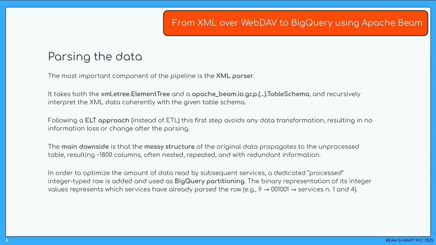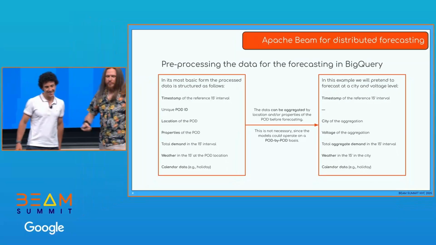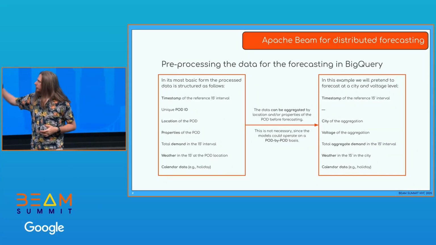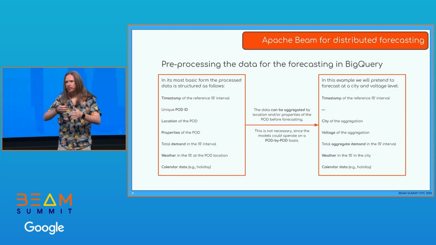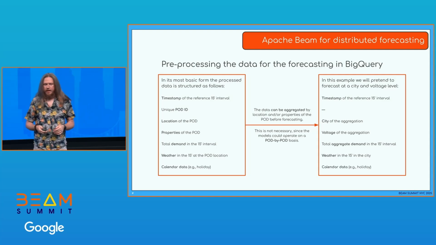The problem of this pipeline is just the problem of an ELT approach: the main downside is a messy structure of the original data that propagates to the unprocessed table. But this was a design choice, and we are still fine with it, and we don't regret it. So for the next process, from this point to the one you're seeing in this slide, there is a lot of processing, but it's all done in BigQuery, and we are not talking about that now.